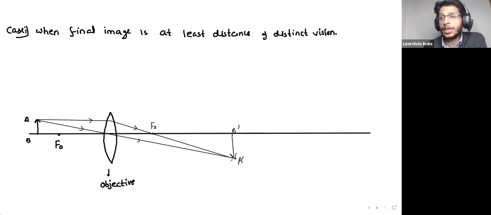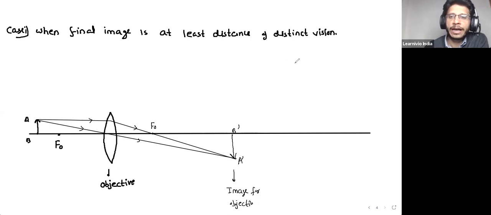This is your image for the objective. That's your first image, the image for the objective lens. Now, next comes your eye lens. The eye lens is larger than your objective. It's comparatively larger than your objective. This is your eye lens.